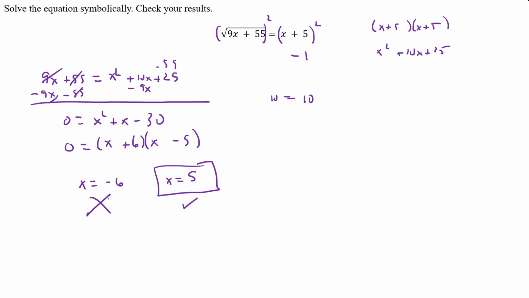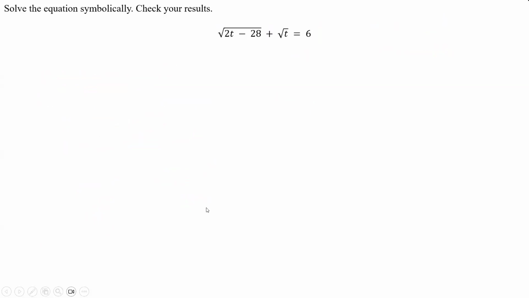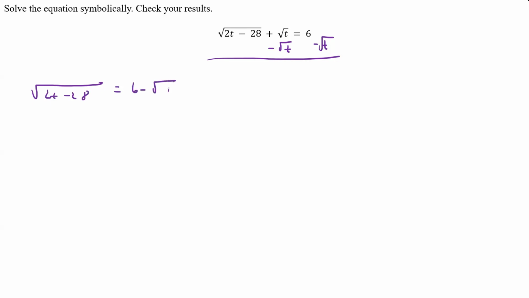Okay. So sometimes you have to do a little bit more work to get to an answer. And then after you get an answer, sometimes you have two, and then you have to decide which one is the correct answer. All right, what about this one? Well, on this one, usually what we're going to do is take the square root of one of them by itself. And so let's subtract the square root of t. So 2t minus 28 equals 6 minus the square root of t.